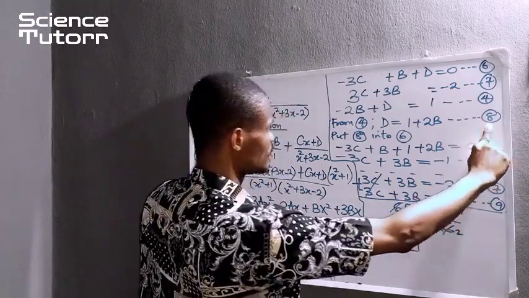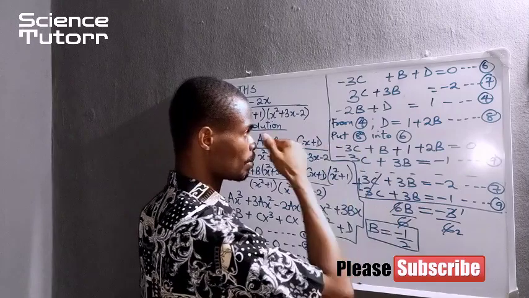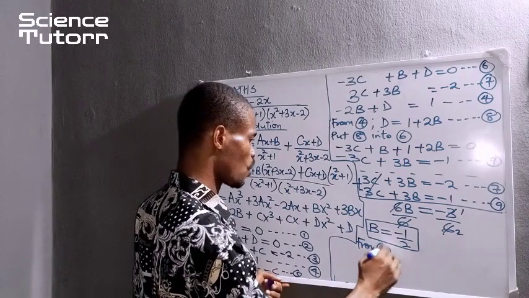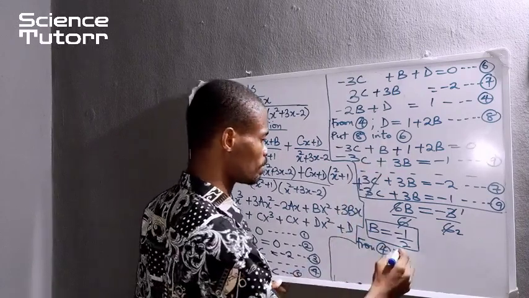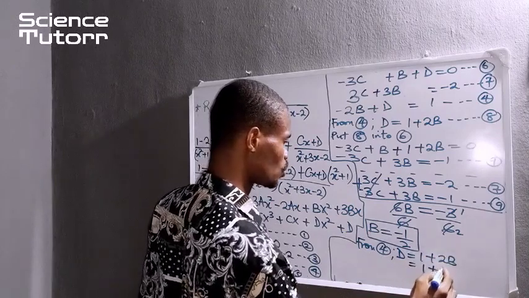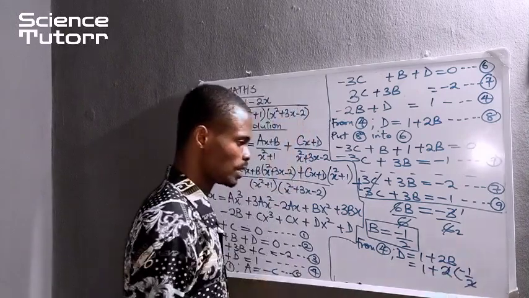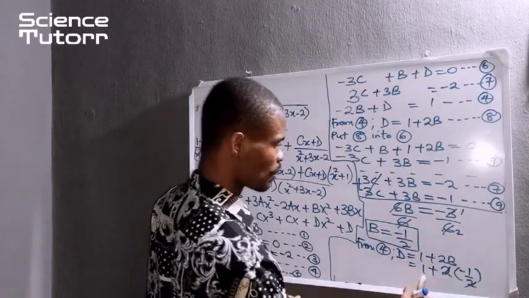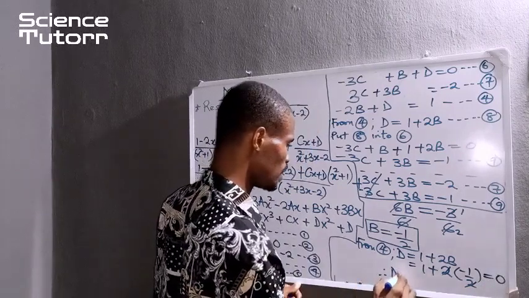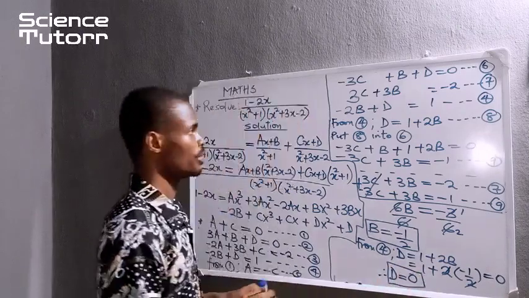Looking at equation 8, we can find the value of D. Since we have obtained B to be minus 1 over 2, we can find D. So from equation 4, we are told that D is 1 plus 2B. So let's substitute. D will be 1 plus 2 into B, which is minus 1 over 2, of which the 2 terminates this. So at the end of the day, I'm going to be having 1 minus 1, which automatically is 0. So we have obtained D to be 0. We have D, we have B.